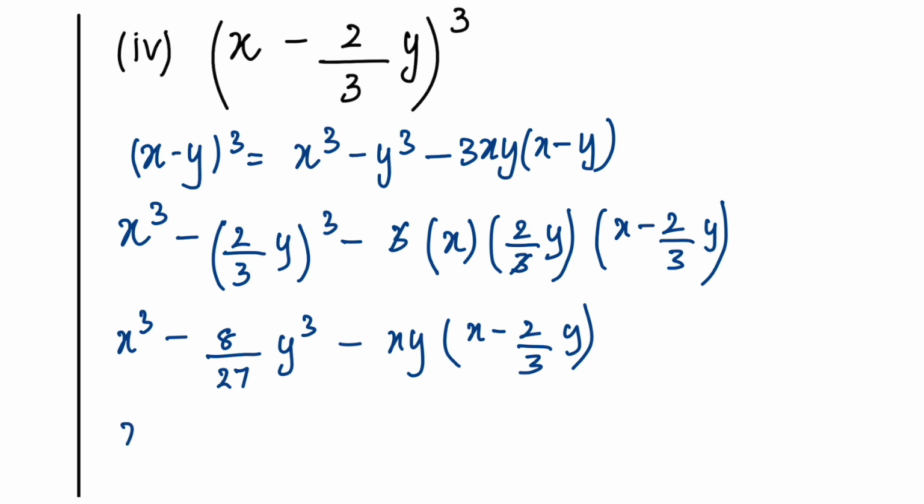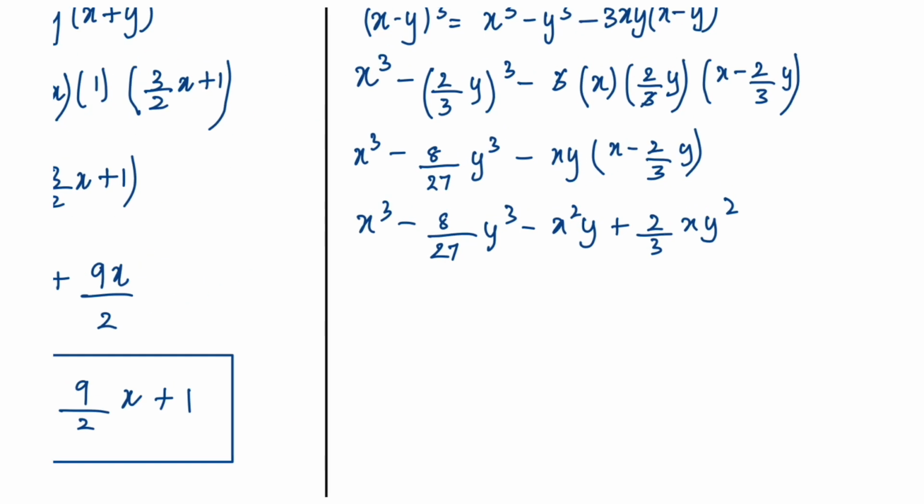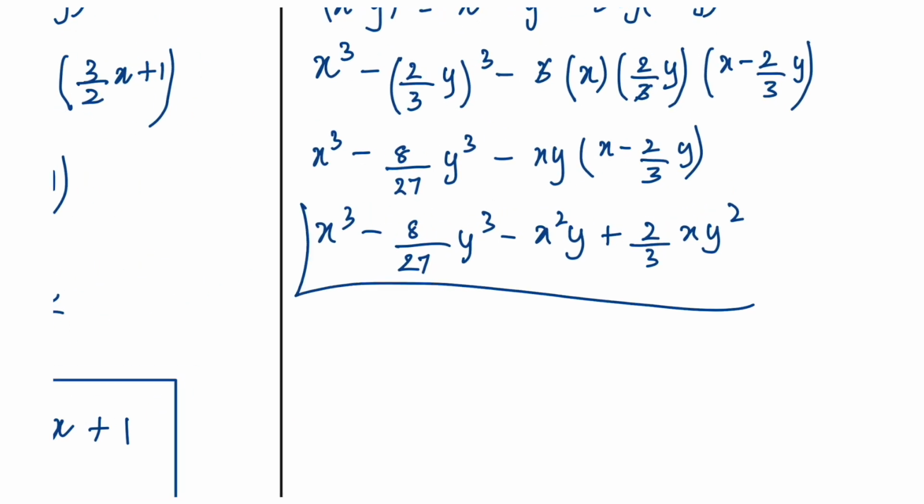Okay, so x cube minus 8 by 27 y cube minus x squared y plus 2 by 3 xy squared. Okay, and this is the answer to this question.